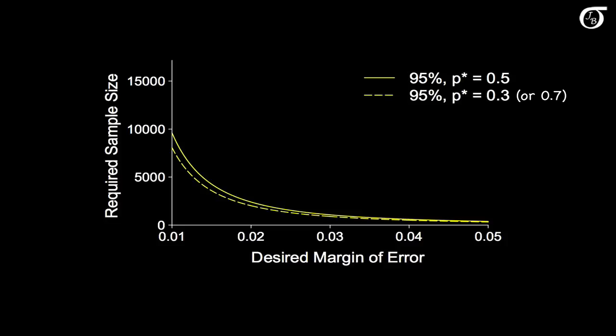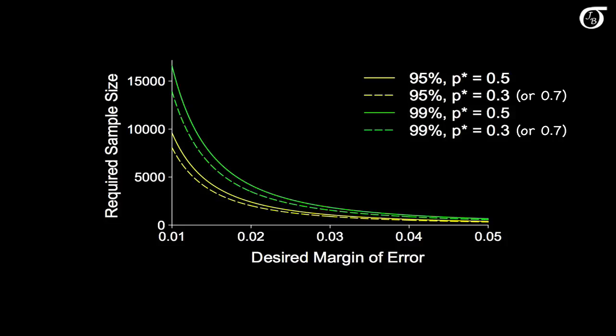What happens if we increase the confidence level? These two green curves represent the minimum sample size required for a 99% margin of error. For a given margin of error, if we wish to have greater confidence, we need a greater sample size. If we want to estimate p to within 0.01 with 99% confidence, we need a sample size of over 16,000 individuals.